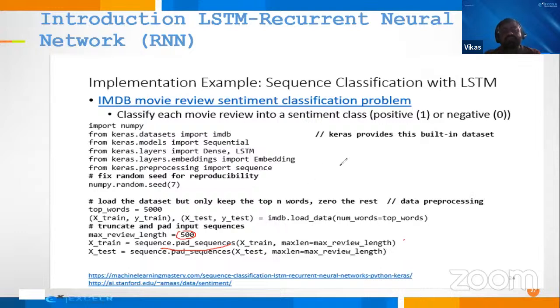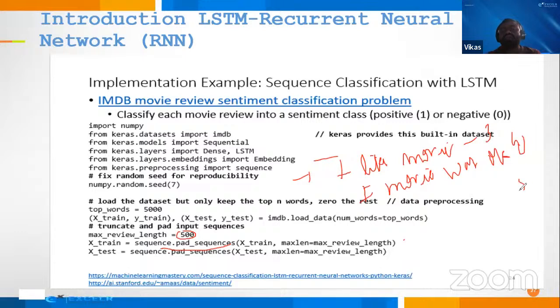Padding sequence means, let me tell you a simple example. Some sentences like, I like the movie. Someone else says, the movie was okay. What is happening when people are writing comments is that every sentence has a different length. Here is a 3, here is a 4, it could be 5 or 10. So whenever we have varying sentences, we try to make them the same length.